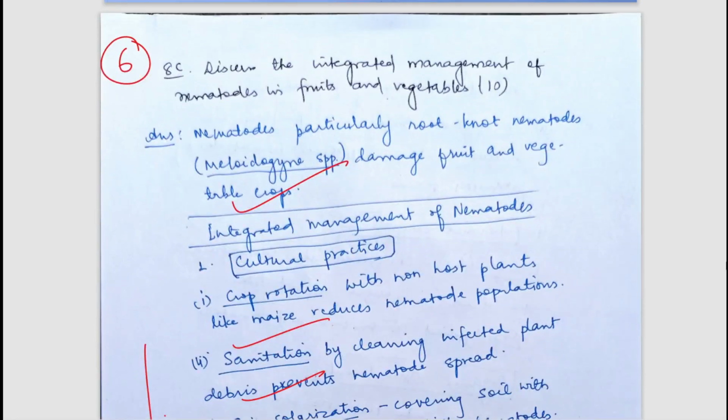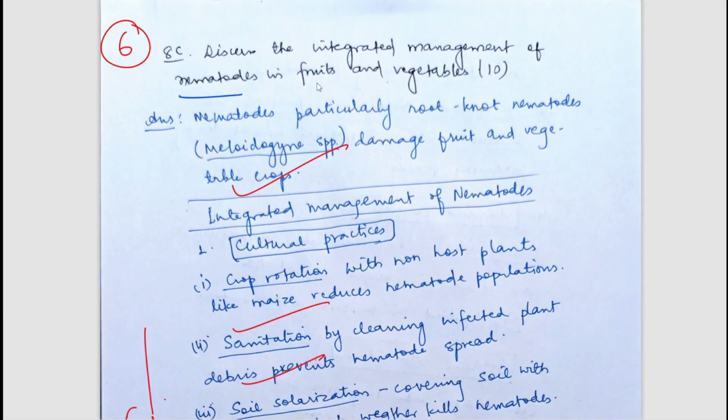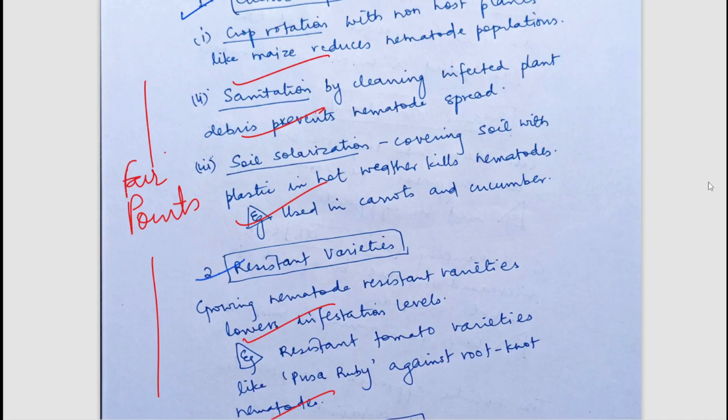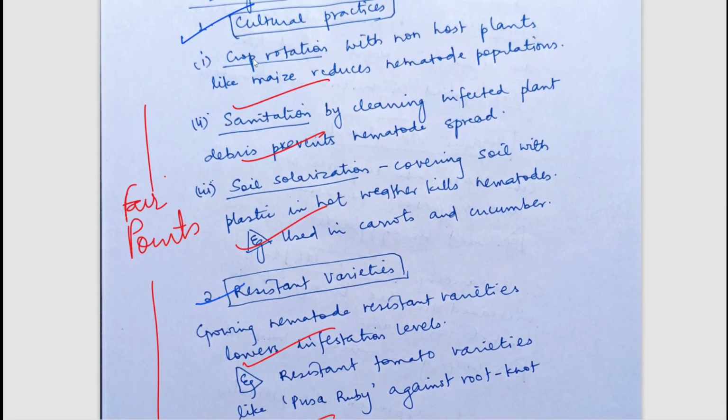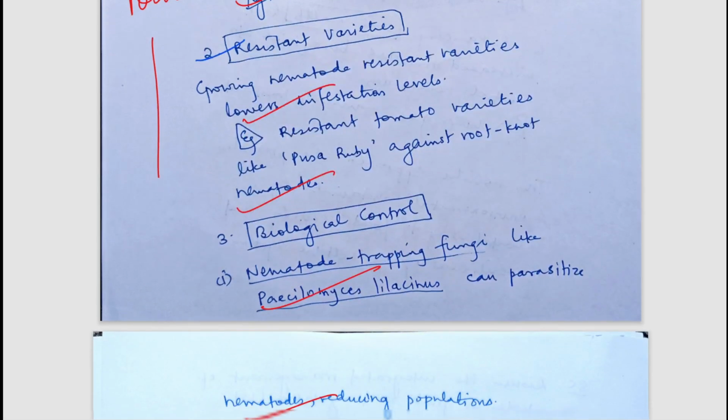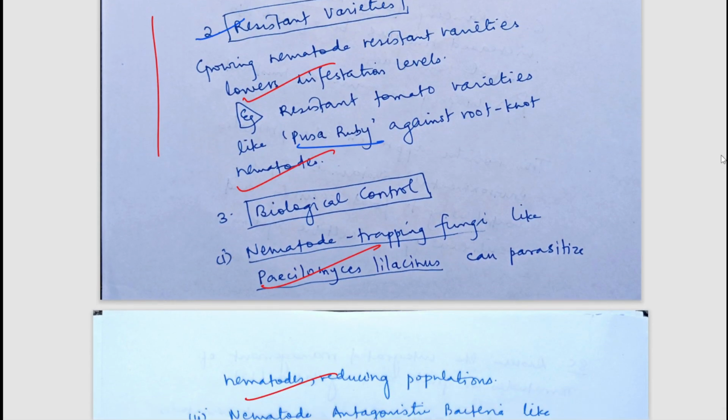The next question is, discuss the integrated management of nematodes in fruits and vegetables. So obviously in integrated management we will use cultural practices, we can use resistant varieties. You can simply pause and read it. For cultural practices you can use crop rotation, sanitation, soil solarization. Various kinds of resistant varieties can be used. For example, Pusa Ruby has been written. It is a tomato variety.